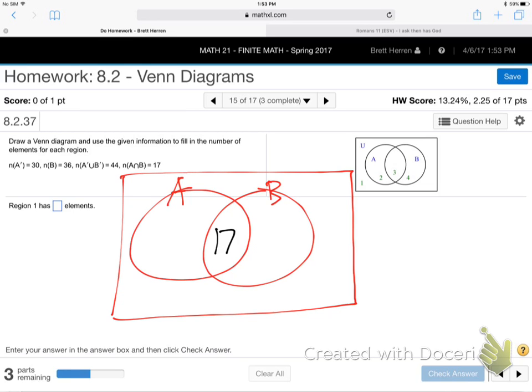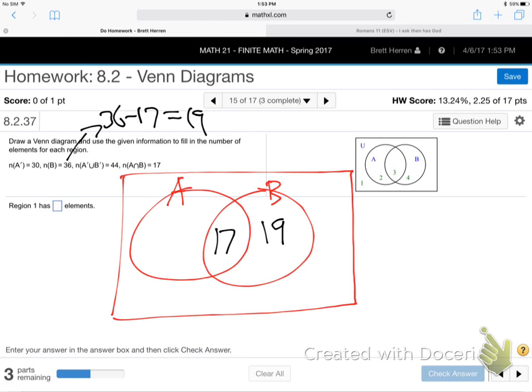Making sense? You could do B next, right? Because it says B is 36. I would just go to what's easy, just kind of jump all around. Total in B is 36. So I can find the rest of the B by subtracting from 36. So the B, 36 minus 17, was that 19? So, that good so far?